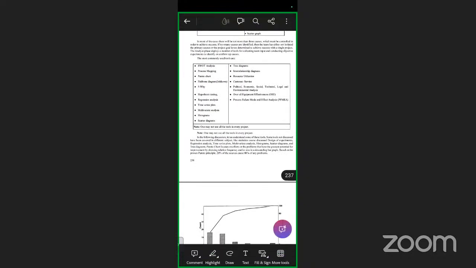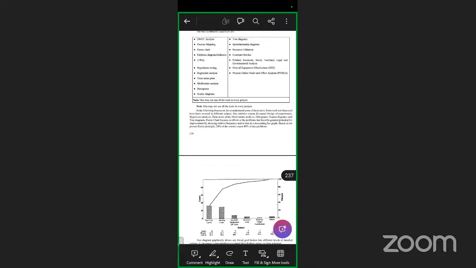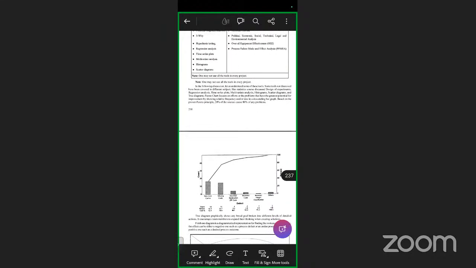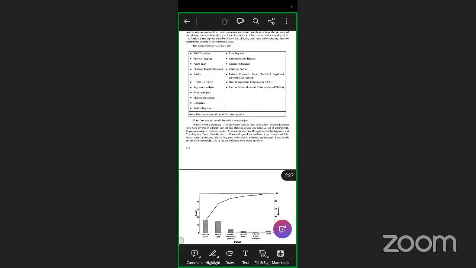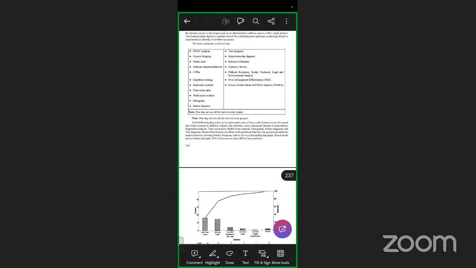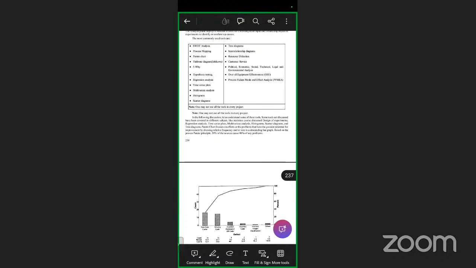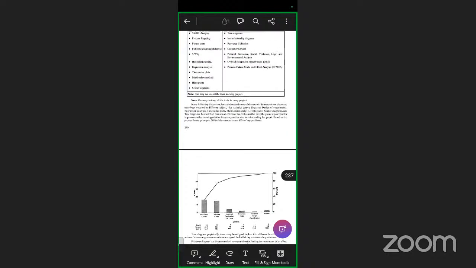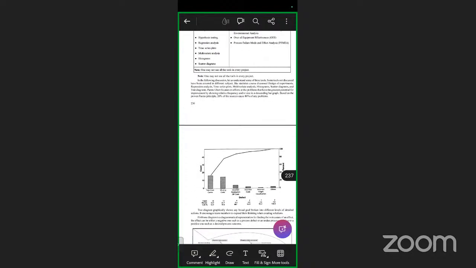Again, they're going to use several tools, like SWOT analysis, process mapping, Pareto, fishbone, 5 Why diagram, hypothesis testing, regression, time plots, histograms, scatter plot, tree diagram, interrelationship diagrams, resource utilization, customer service, political PEST analysis, OEE, and FMEA. These kinds of things they are going to use.